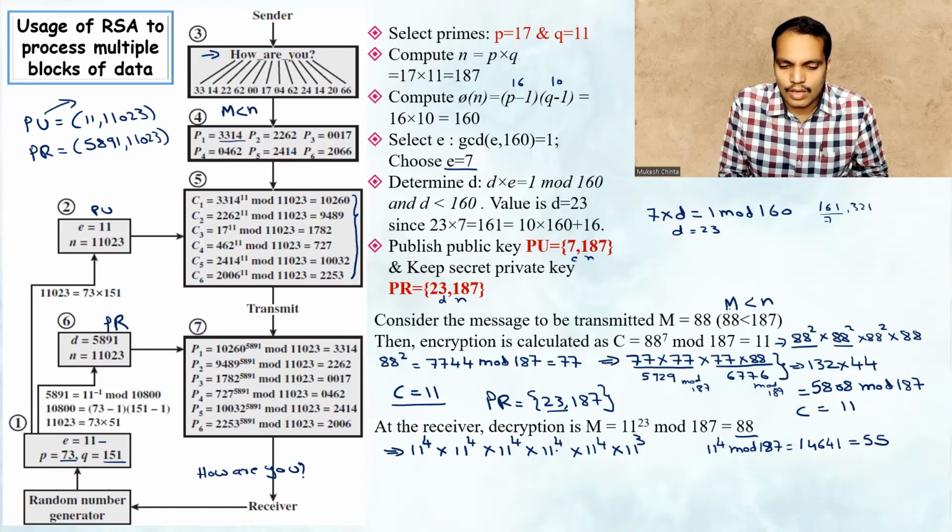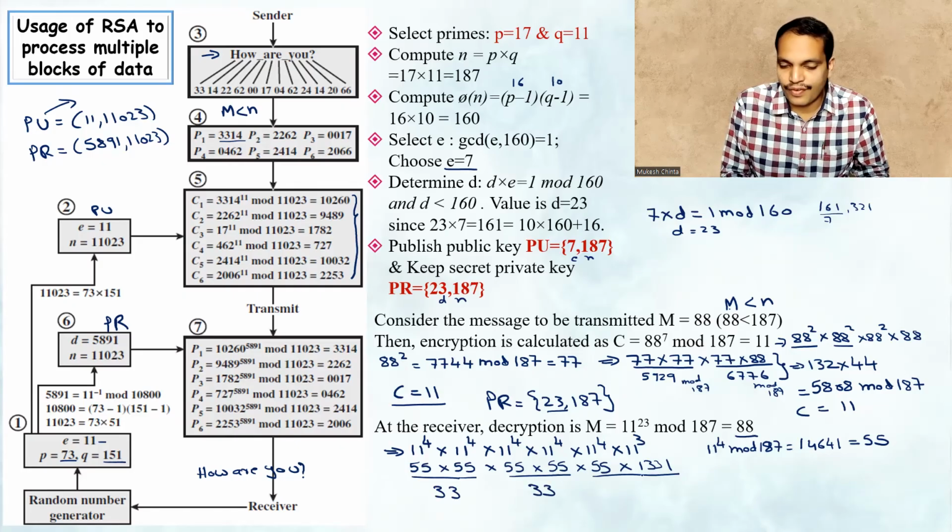So what I did was 55 into 55 into 55 into 55 into 55 into 11 cube, which is 1331. So I performed on this, on this, on this. When I did 55 into 55 modulus 187, I got 33. This is another 33. Here it is different. 55 into 1331 mod 187 gave me 88.